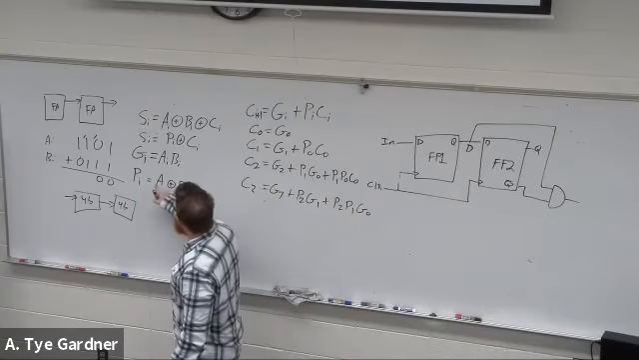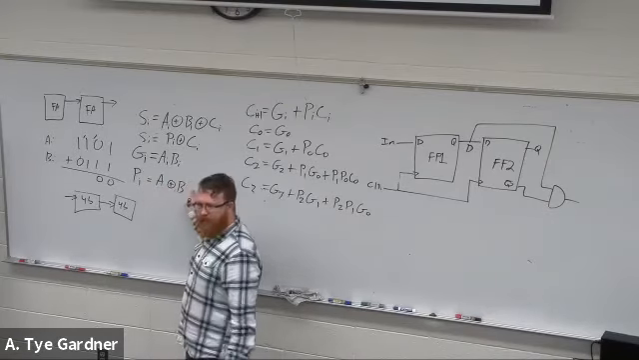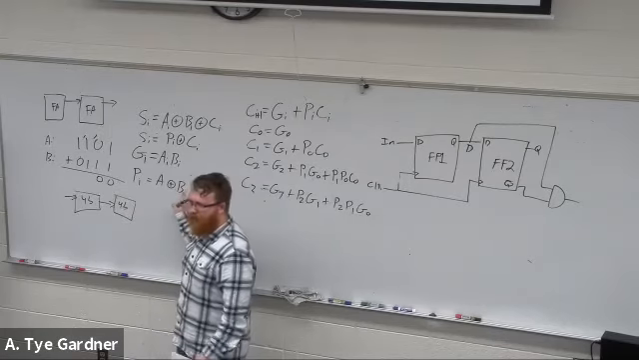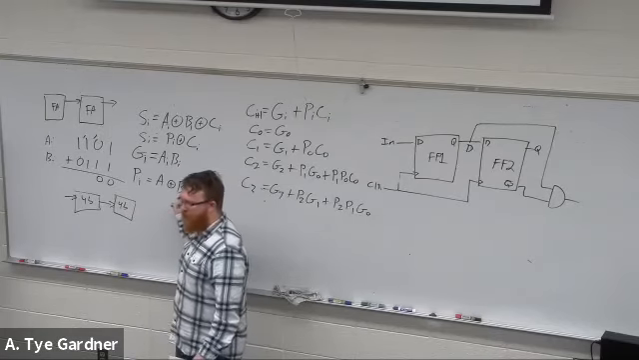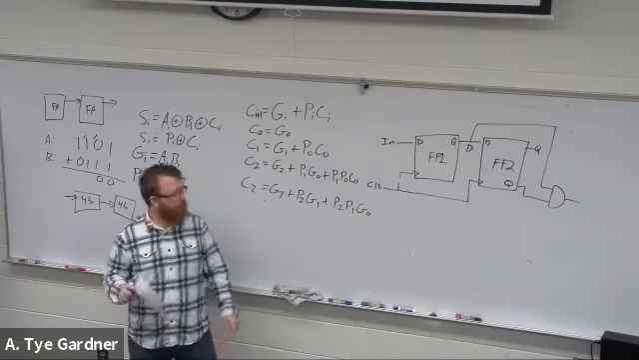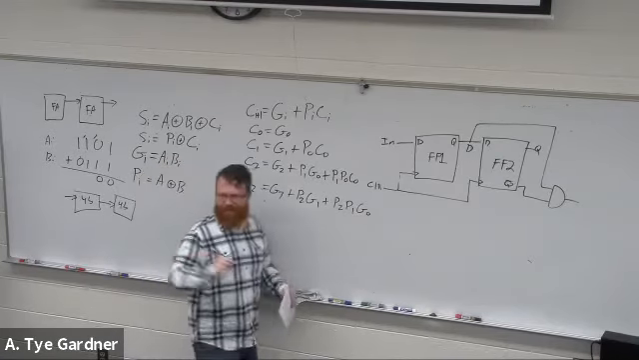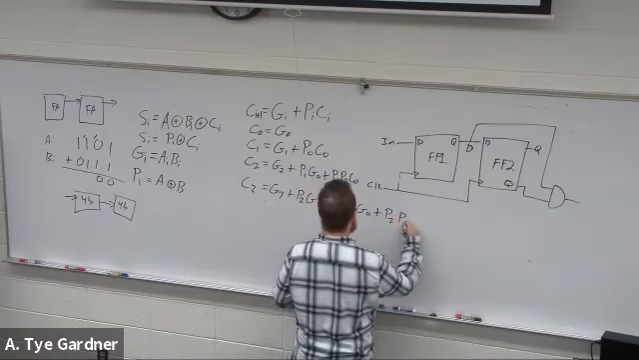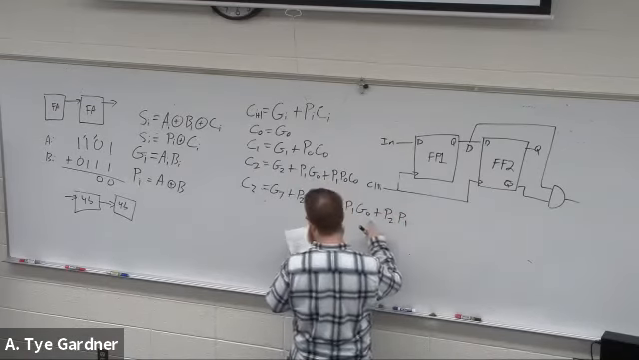So P we could have written initially as A XOR B and C. But we don't, because we want a propagate function that says, is it enabled? Did we allow the possibility of being propagated? So we have an OR: C0, P0, P1, P2. Yes. P2, P1.